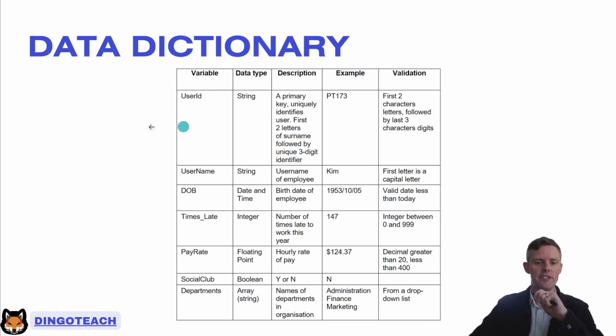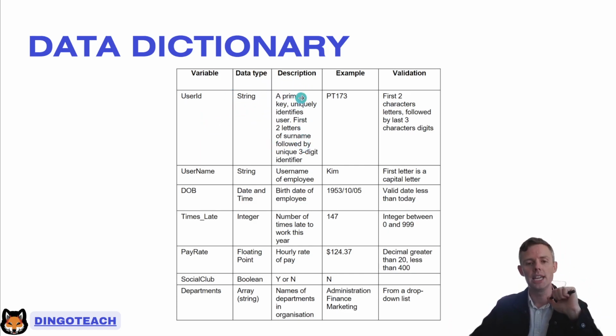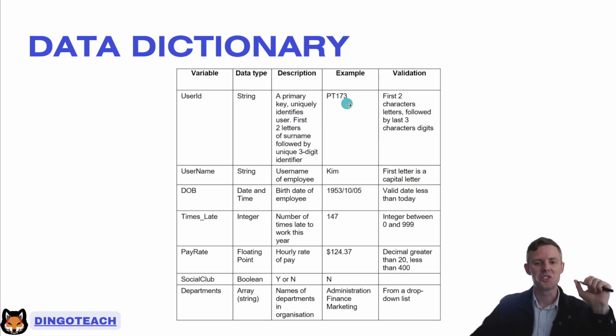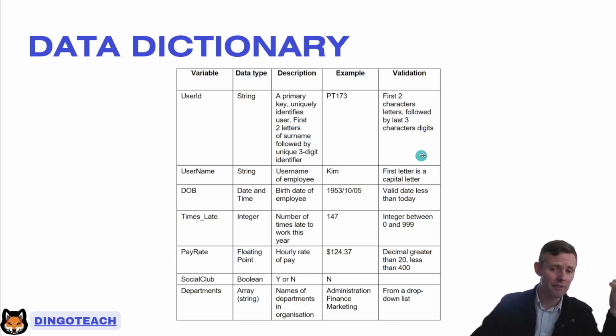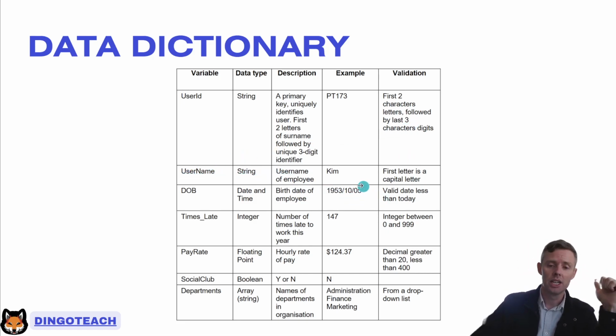So the name of this variable here is UserID. You can see it's got a capital U and a capital I, and all developers would have to make sure that they've done that in their app as well. We're going to use strings, and the description is it's a primary key uniquely identifying a user. The first 2 letters must be of the surname, followed by a 3-digit identifier, such as PT, so first and last letters, yes, and then 3 digits. And then the validation is we must have letters at the start and it must have 3 digits at the end. The username is going to be a string. It's the username of the employee, such as Kim. First letter must be a capital letter.